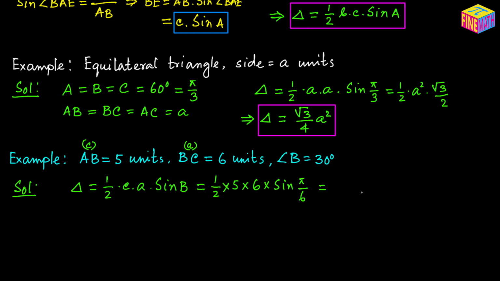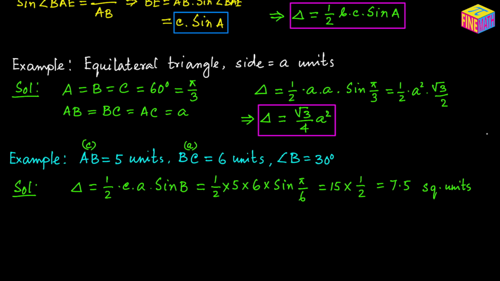And from here what are we getting? 5 times 6 is 30, and half of that would be 15. So this is 15 times sine of pi over 6, which is 1/2. So this will be equal to 7.5, and of course you have to write it in square units because we are talking about area. Area must always be denoted in square units. So in this case the area of this triangle will be equal to 7.5 square units.